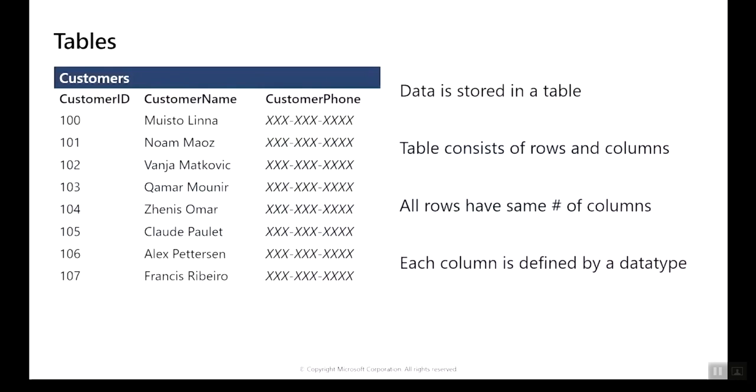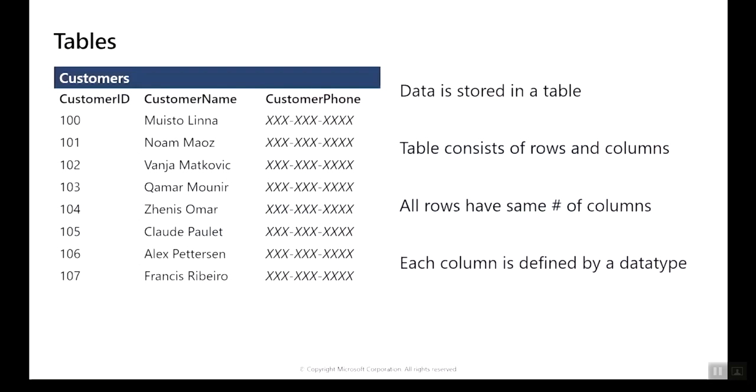We'll start with tables. So a table is where data is stored in relational databases. They consist of rows and columns, and all the rows have the same number of columns. Each of the columns is defined by a data type. Now, one of the main benefits of a computer database is that they make it easy to store information so that it's quick and easy to find.